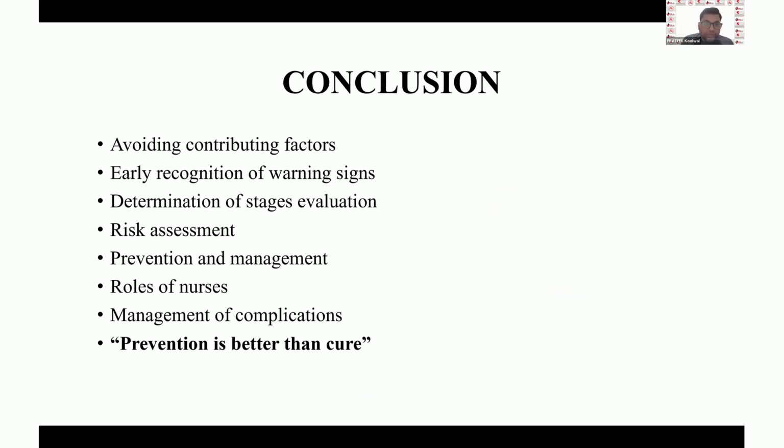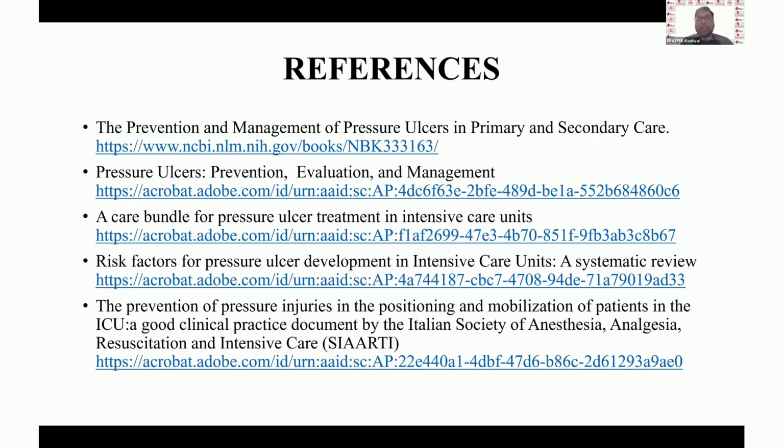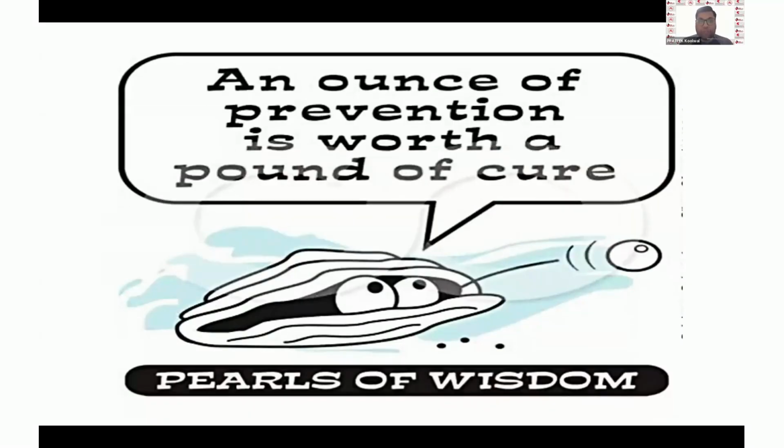Conclusion: avoid contributing factors, early recognition of warning signs, determination of stage evolution, risk assessment, prevention and management, role of nurses, management of complications, and the most important is prevention is better than cure. These are my references from which I have taken the slides. So an ounce of prevention is worth a pound of cure, and this is a more important pearl of wisdom. Thank you.